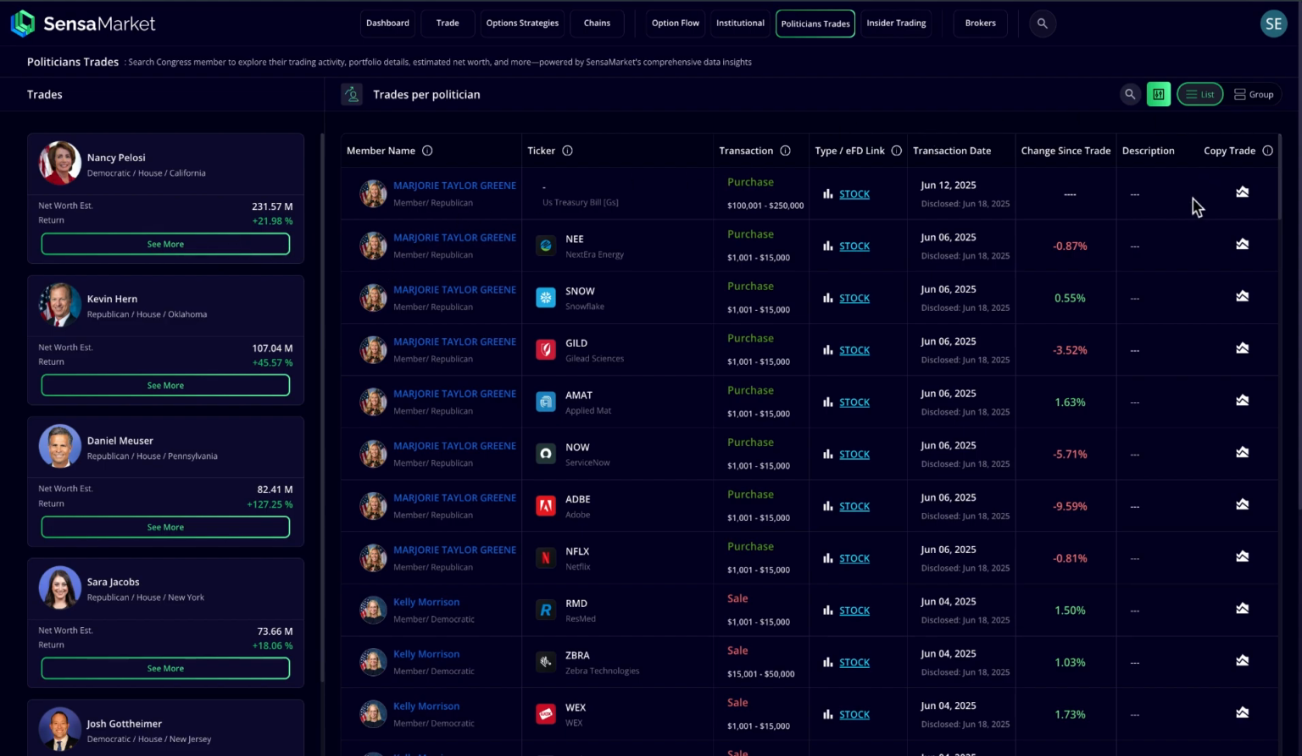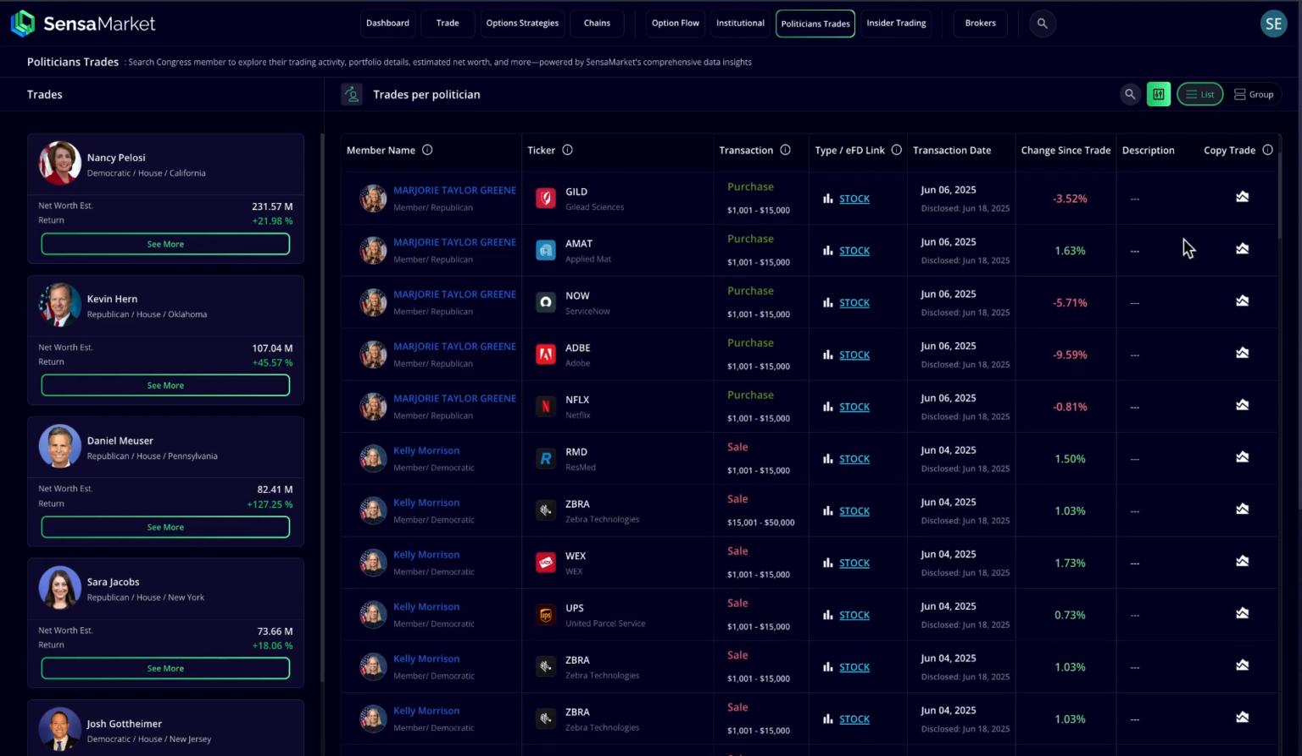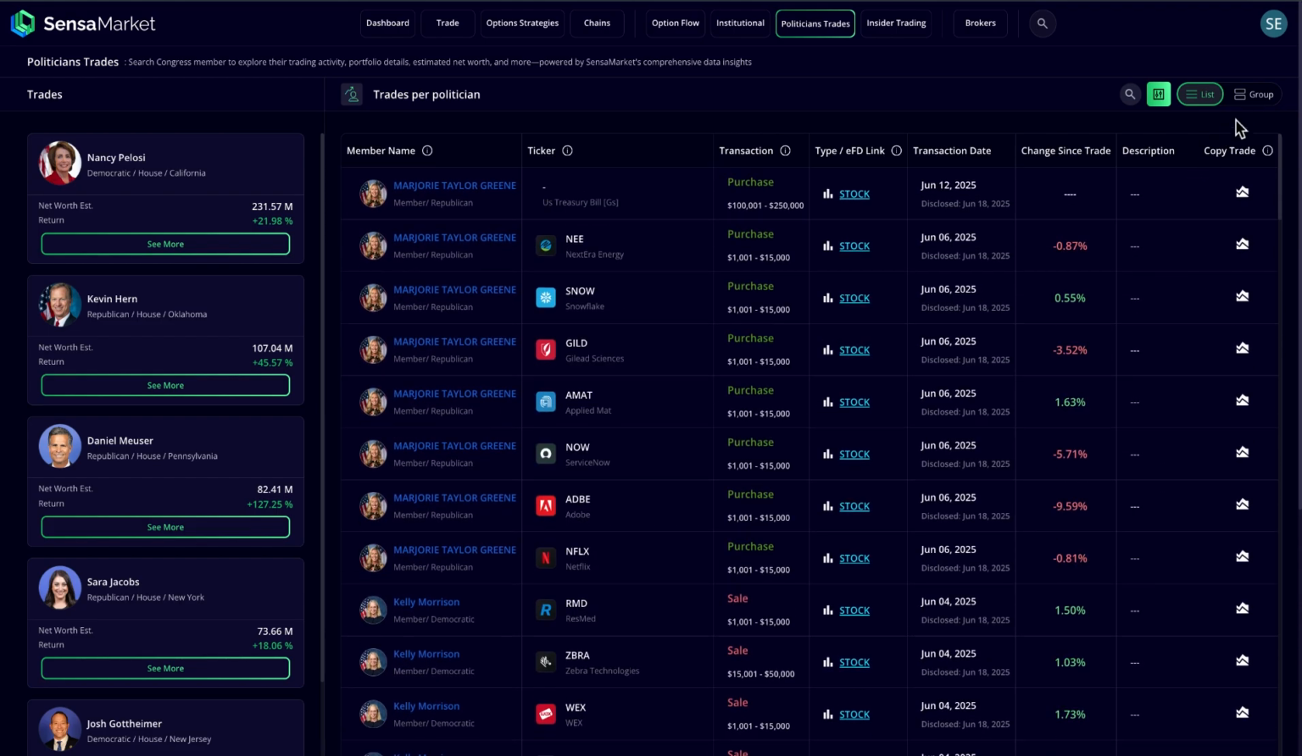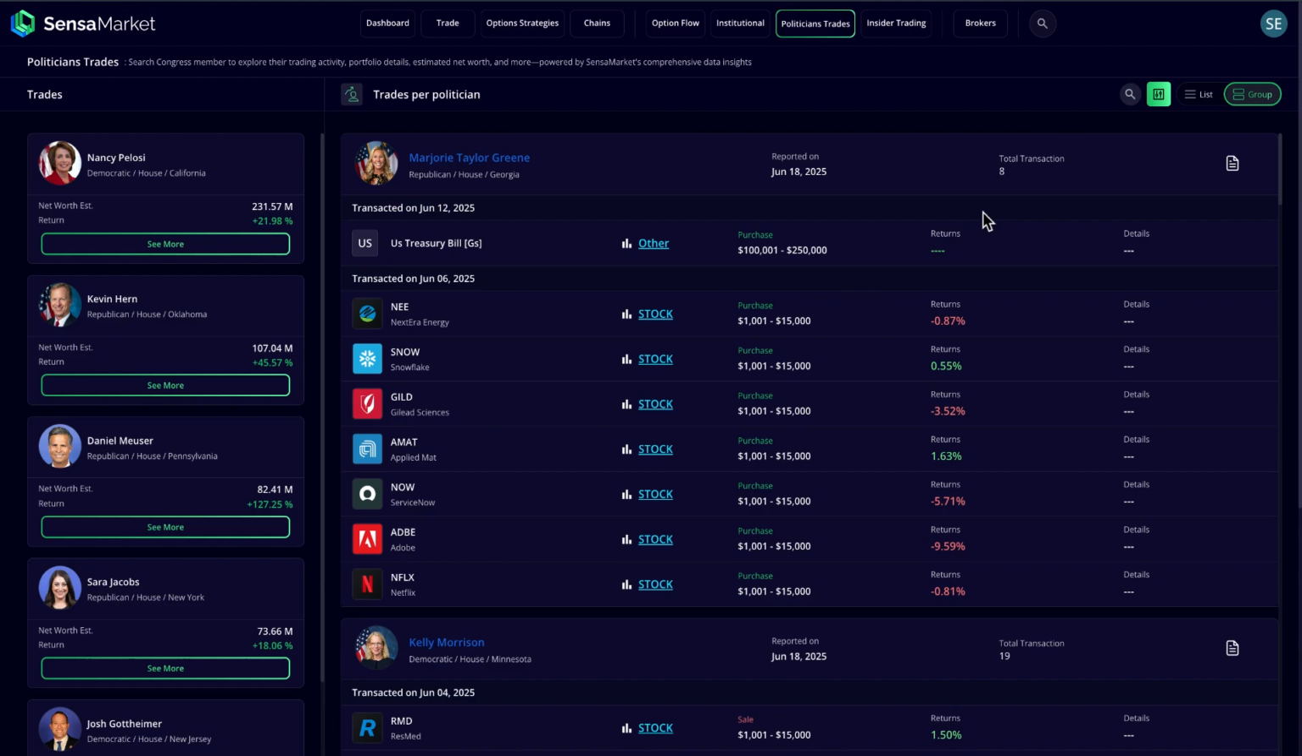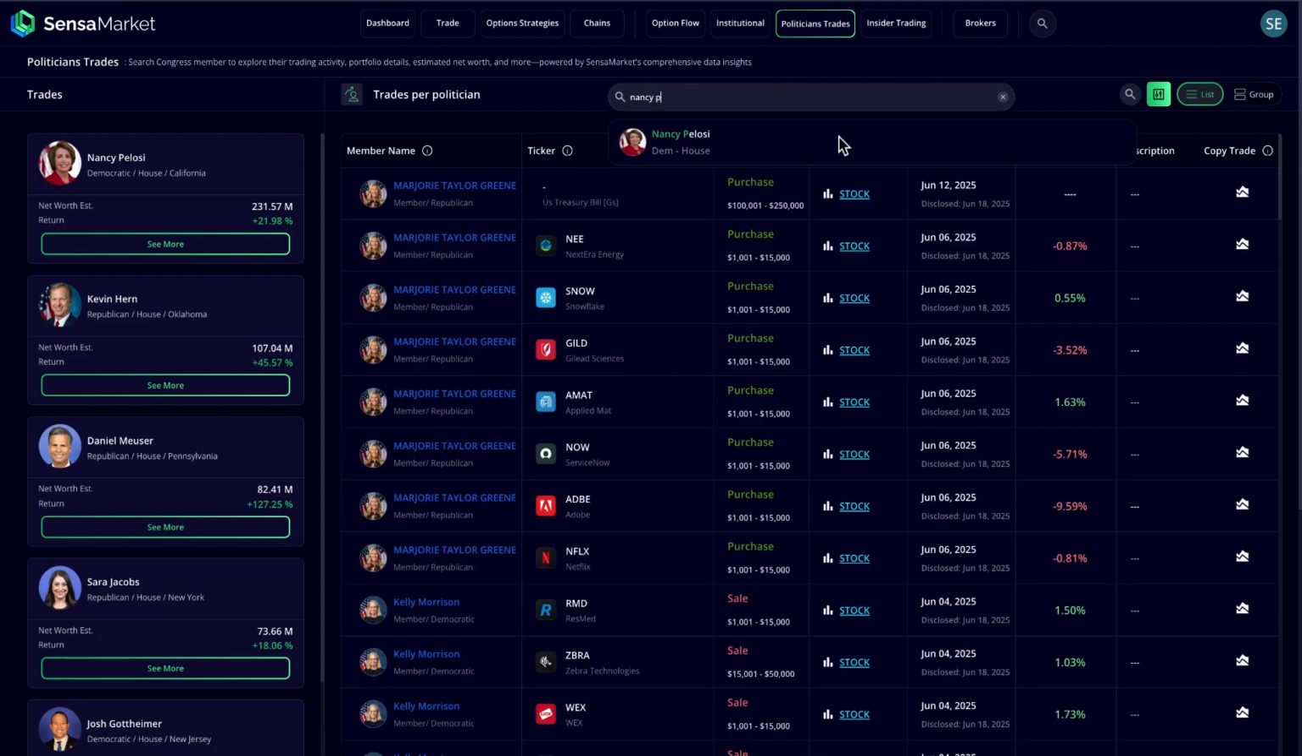The main thing is a feed of the latest trades. You can toggle the view between a list view and a group view. The group view, as seen here, organizes trades by the politician who made them and the date they were transacted. Here you have a search bar to find a specific politician, like Nancy Pelosi.